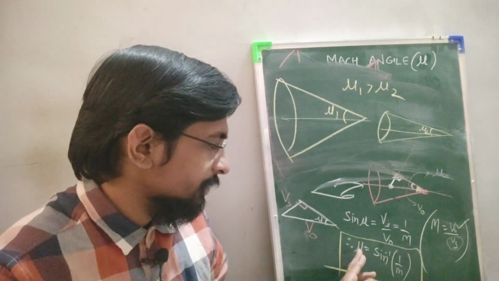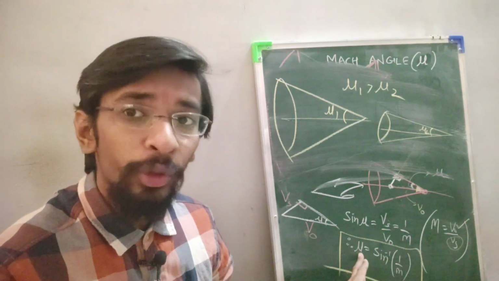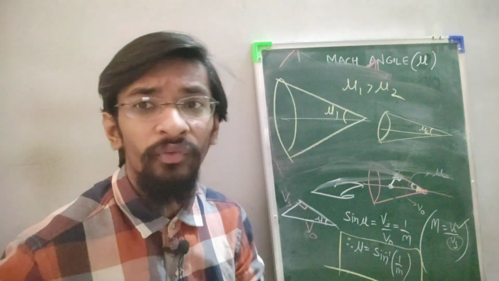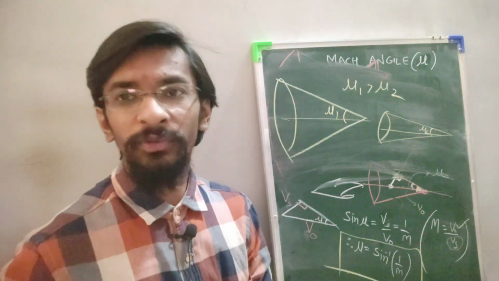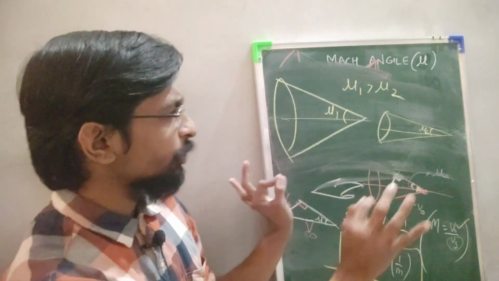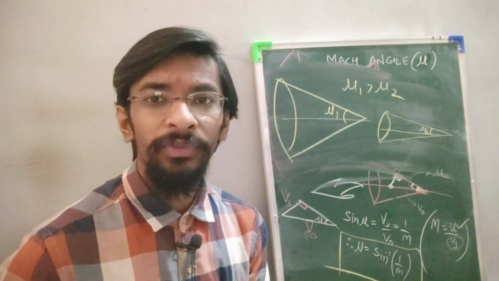So this is representing the Mach angle, that semi-cone angle, sine inverse of 1 by m, where m is the particular ratio we are aware of, the Mach number. So that's it. We'll show this derivation, a simple 2-3 steps derivation. Okay, thank you.